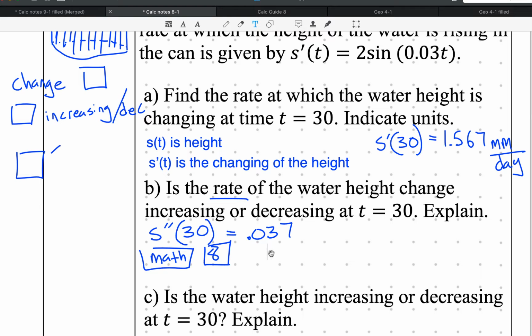Yeah, okay, let's type that in. So we say rate is increasing, and did I spell that right? Okay, and we say because s double prime of 30 is bigger than 0. It's positive. You can say it's positive or bigger than 0, whatever floats your boat.